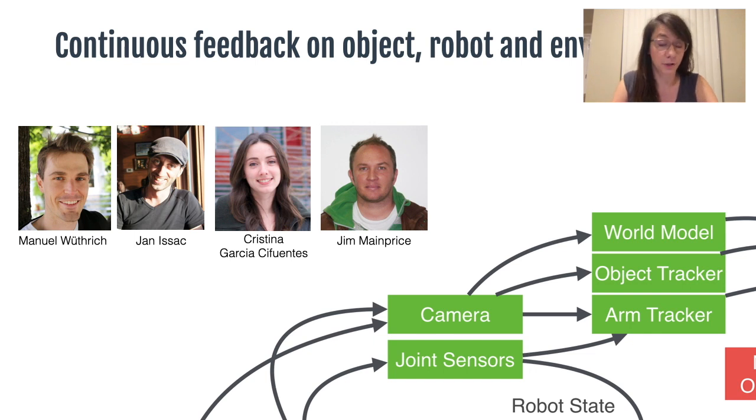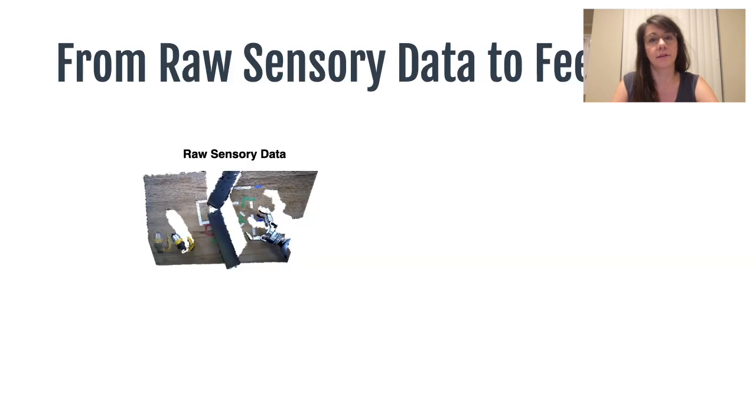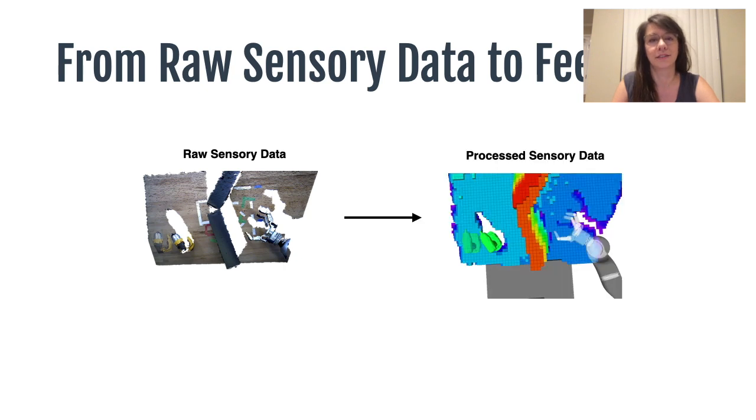And since this workshop is on sensing and action, I wanted to specifically talk about the methods that we use to actually enable real-time perception that provides continuous feedback on the object pose, the robot pose, and the environment, so that the robot can make the right decisions. Okay, so what do these methods do? They basically take the raw sensory data and convert it to feedback for the robot decision maker.